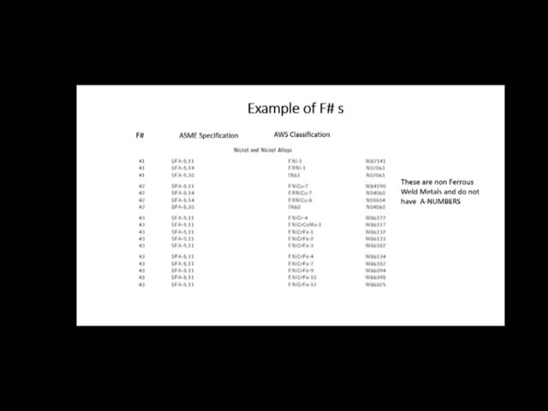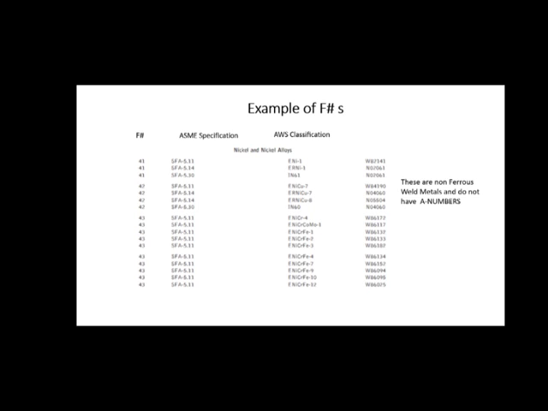Here's some examples of F numbers in the nickel alloys. I chopped it out of the same chart. And so you can see we've got a bunch of different nickel alloys. So not all nickel alloys are the same. You've got F41, 42, 43, 44.